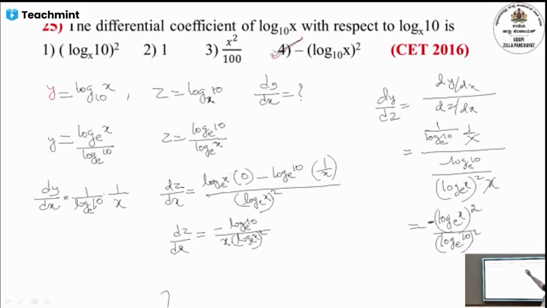Other cannot be an option because there is a negative sign. So, negative sign should be there, means the fourth one should be the option. But can you see that I am using here both is to the base e.